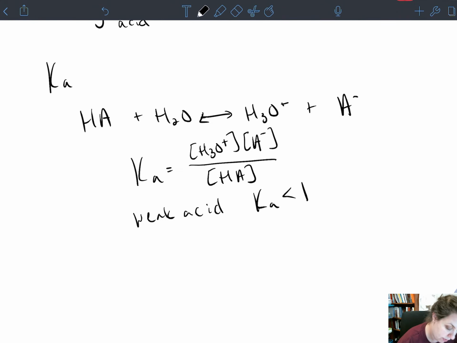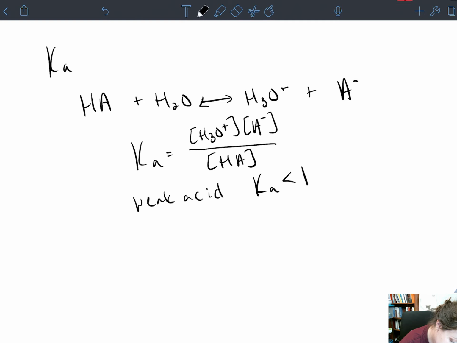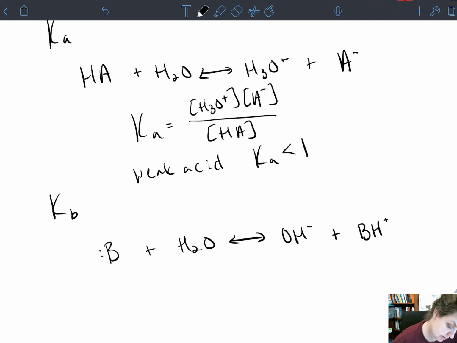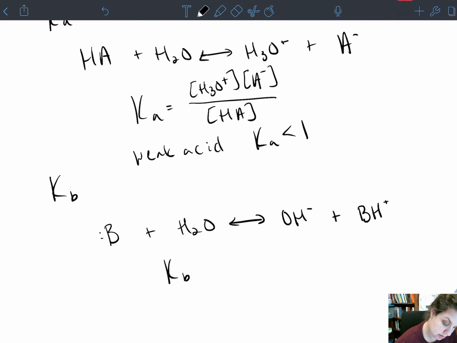If we have a base, we're talking about a Kb. So our base will react with water to produce hydroxide ions and a cation. And our Kb will be equal to our hydroxide concentration times our cation, our conjugate acid if you will, divided by our base concentration.